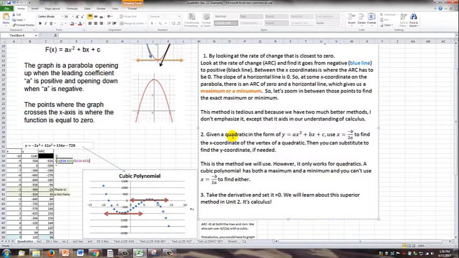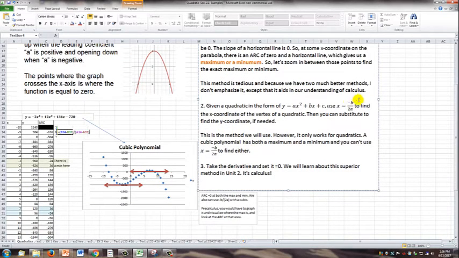And if you're given a quadratic in the form of y equals ax squared plus bx plus c, remember that you can find the x-coordinate of the vertex if you use negative b over 2a. And then once you find that x-coordinate, you substitute into the function, and you would use Excel to find the y-coordinate if you need it. And that's the method that we're going to use. The drawback to this method is it only works for quadratics.